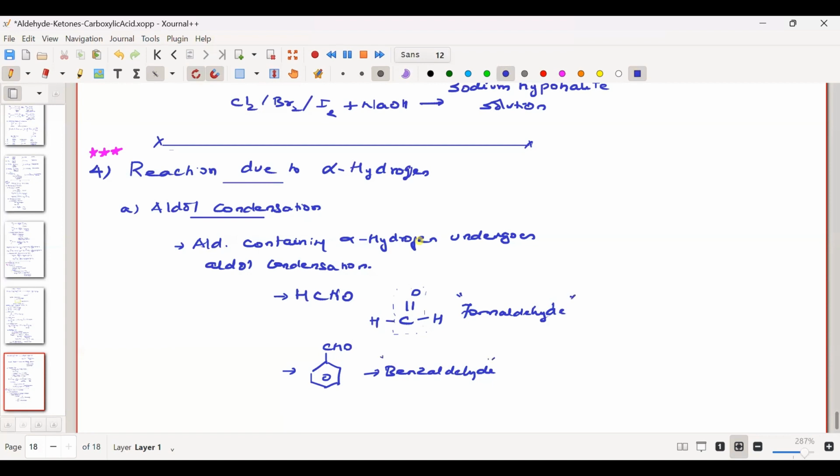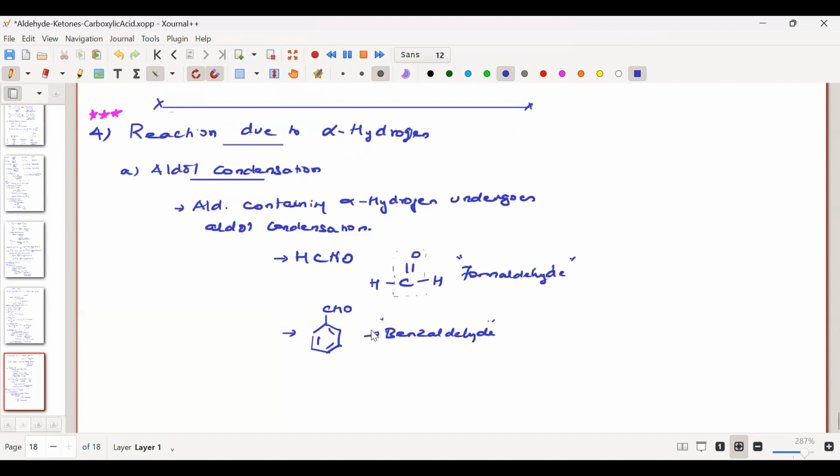One more question. So again, as I said, one more question here. Name the substrates that do not undergo aldol condensation. Benzaldehyde and formaldehyde. Assertion and reasoning: the reason is that they don't have alpha hydrogen. The statement is true, the reason is true, right?